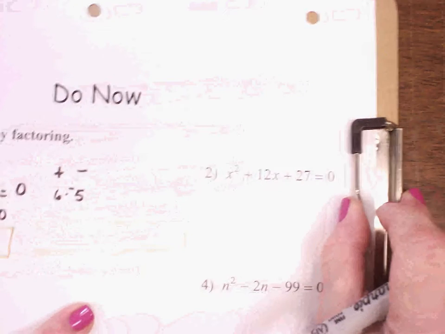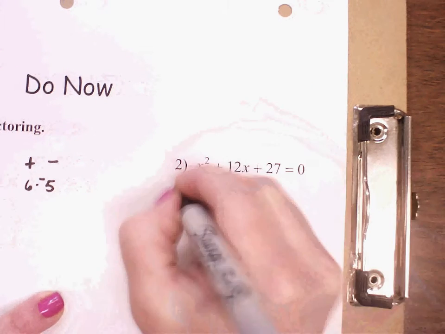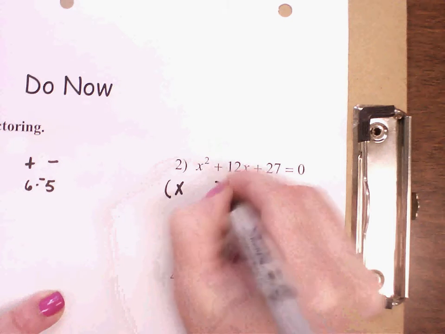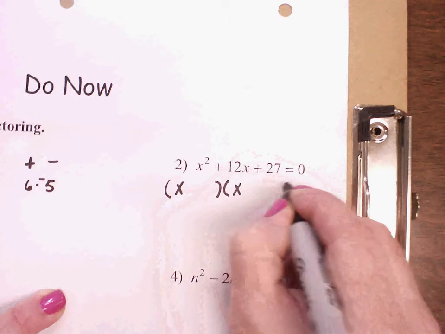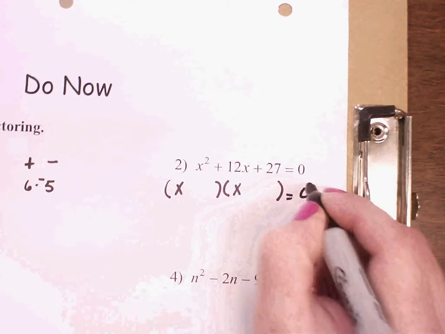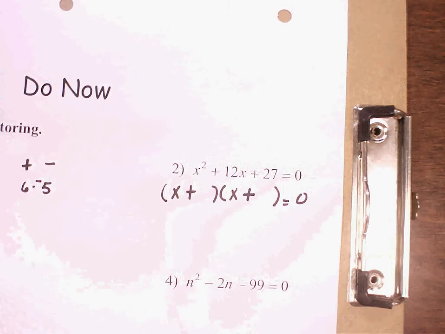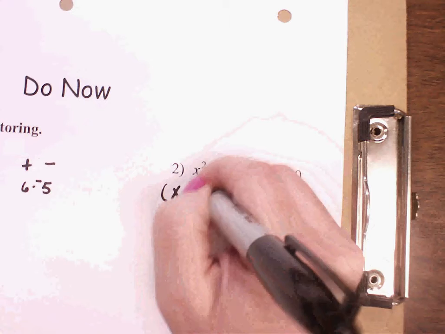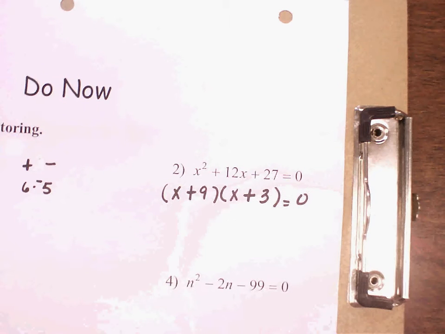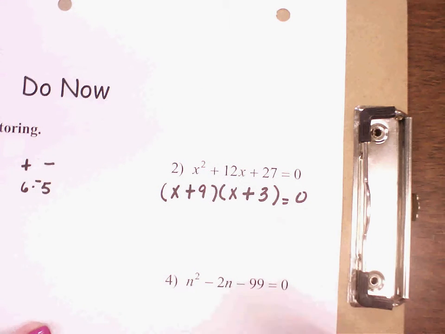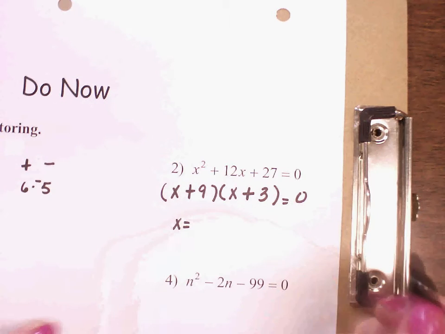All right, it needs to multiply to 27 and add up to 12. And plus plus would be plus plus. So 27 is 27 times 1 and 9 times 3. So it has to be 9 times 3. And 9 times 3 is 27, and 9 plus 3 would be 12, right?